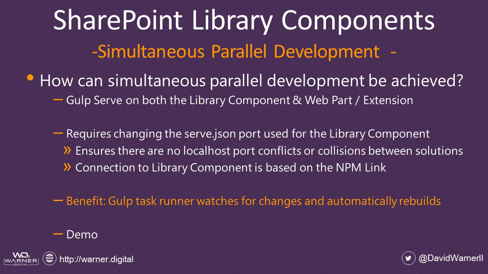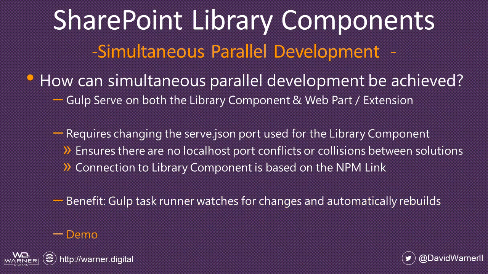The benefit we receive by both running a gulp serve is that the gulp task runner will watch for changes in either our web part or extension as well as our library component. So if we're having to swap back and forth between changes in the web part, changes in the library component, and then changes in the web part again to consume those changes in the library component, we don't have to provide any manual requests to rebuild either of them. It will automatically happen when we save our files. That's pretty cool, and it provides for a very efficient development experience.